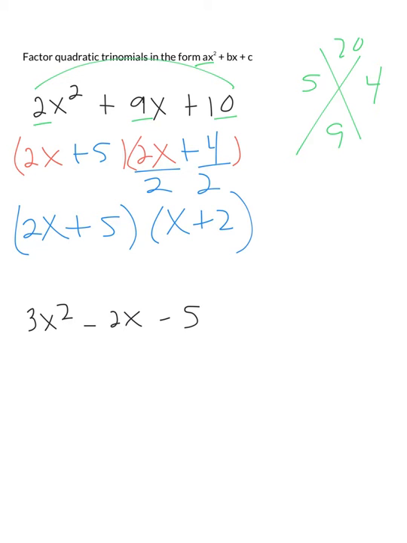And you can check it. 2x times x is 2x squared. 5 times 2 is 10. There's your 5x, and there's your 4x, which gives you the 9x right there.